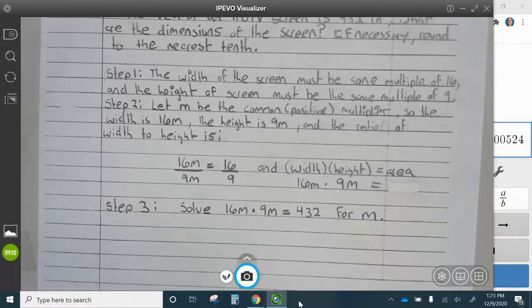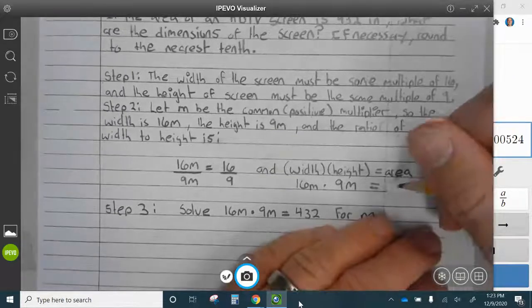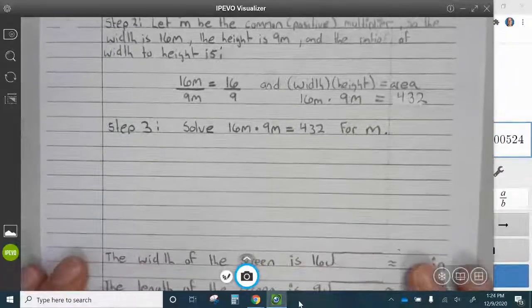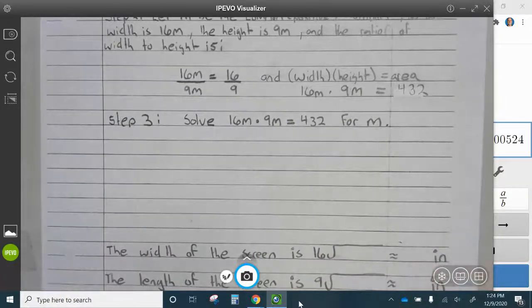Step 1. The width of the screen must be some multiple of 16 and the height of the screen must be some multiple of 9. Step 2. Let m be the common positive multiplier, so the width is 16m and the height is 9m. The ratio of the width to the height is 16m divided by 9m, which is 16 divided by 9. And the width times the height equals the area of the TV. So we know that 16m times 9m is 432.